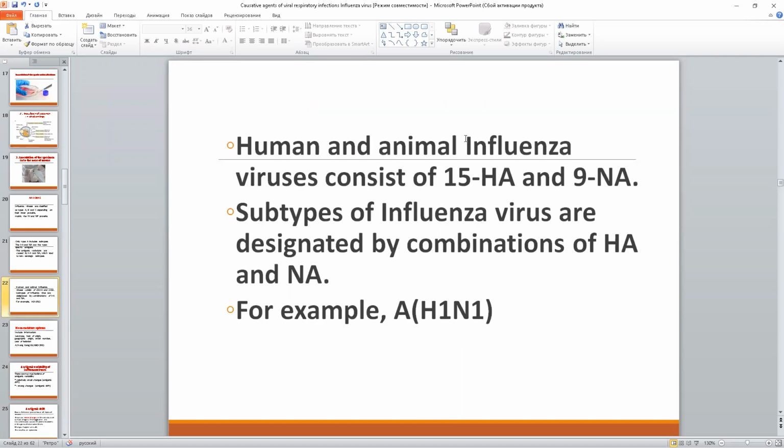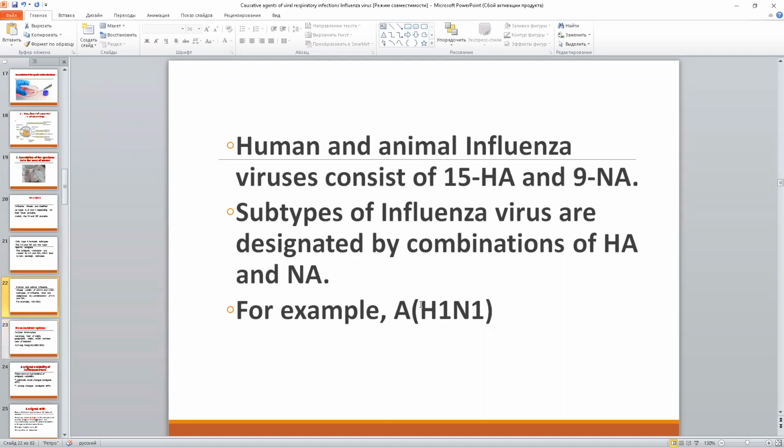Completely 15 between human and animal influenza viruses have got 15 hemagglutinins and 9 neuraminidases. Just 4 hemagglutinins were isolated from human beings, 1, 2, 3, and 5, and 2 neuraminidases, 1 and 2. Anyway, variations of hemagglutinins and neuraminidases organize subtypes.